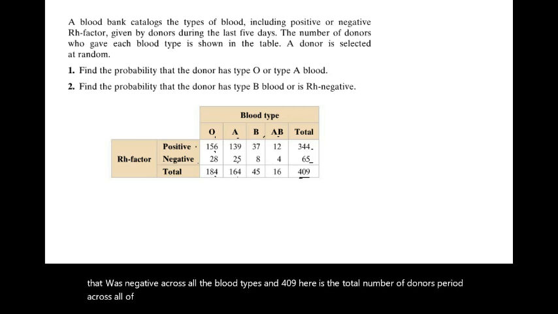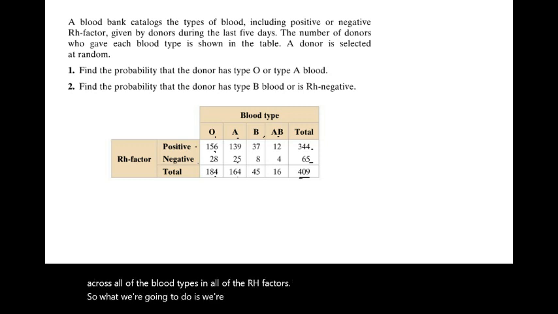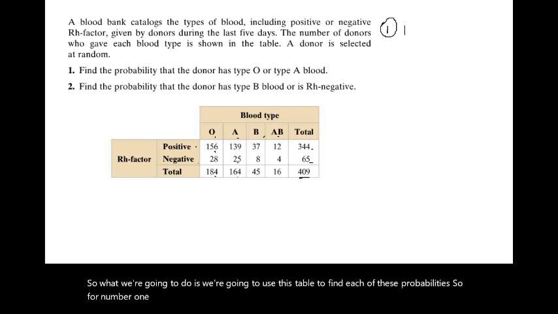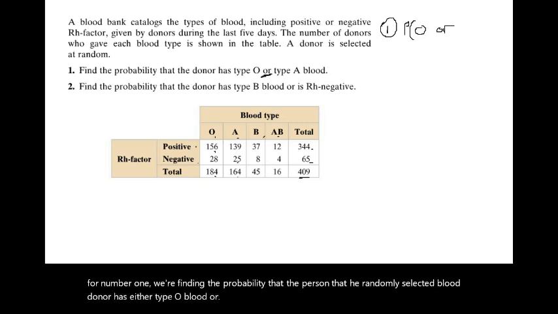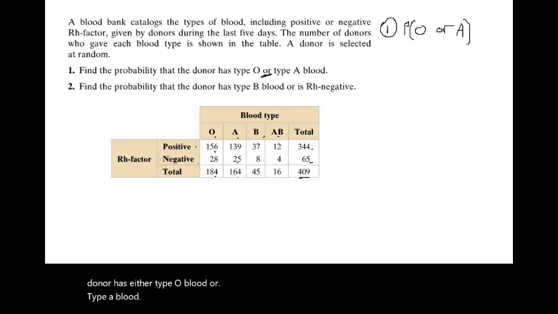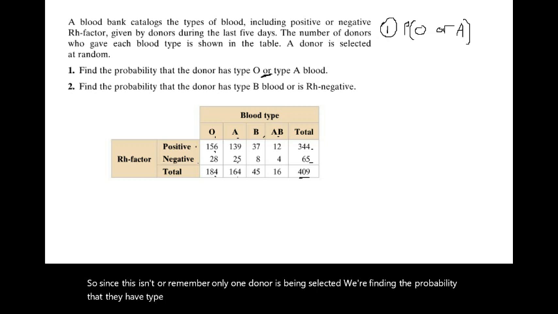So what we're going to do is use this table to find each of these probabilities. For number 1, we are finding the probability that a randomly selected blood donor has either type O blood or type A blood. Since this is an or, remember only one donor is being selected. This didn't really care about Rh factor at all. It was just type O or type A.